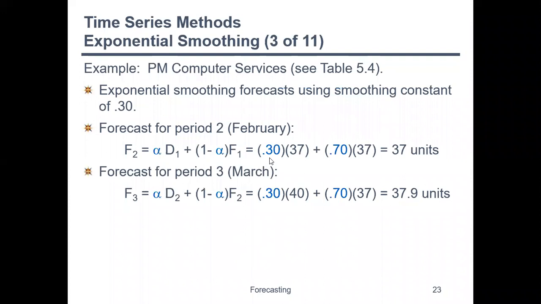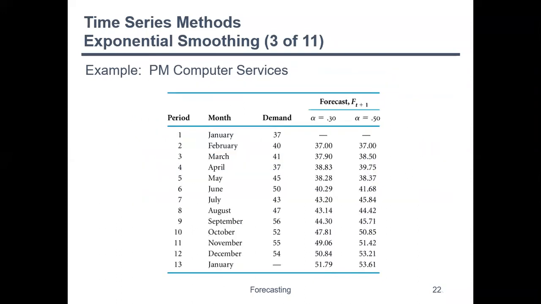So you realize that it is 0.3, which was the alpha there, multiplied by the demand there, which is 37, plus 0.7 multiplied by 37, which will give us 37. So that was the value of this 37.